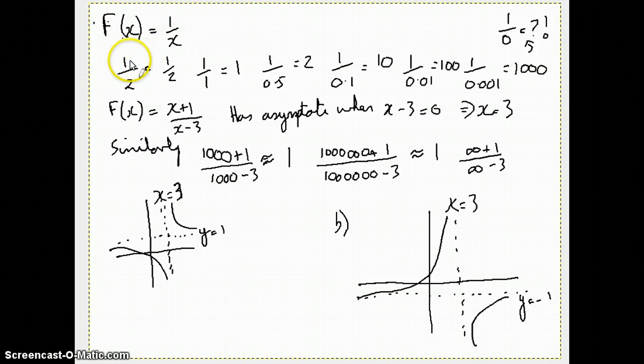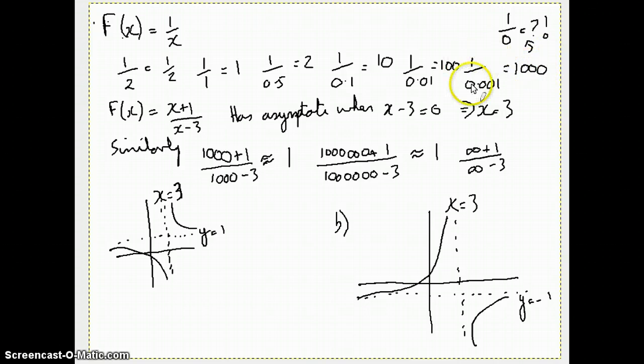Well, we start off at 2. 1 over 2 is a half. 1 over 1 is 1. 1 over 0.5, well, 0.5 will go into 1 twice, so that'll be 2. 1 over 0.1, well, that's a tenth, so it'll go into 1 10 times. 1 over 0.01 will be 100. 1 over 0.001 will be 1,000.